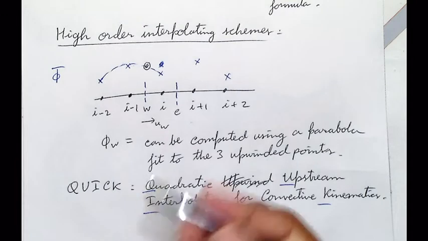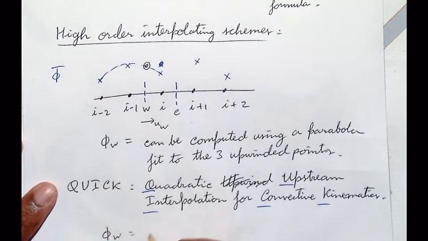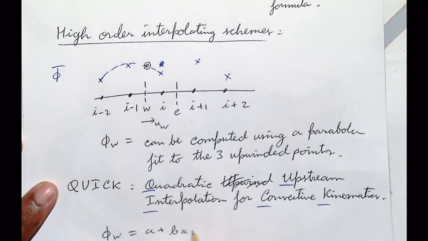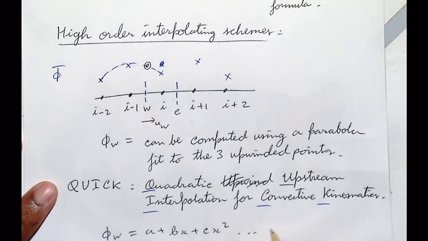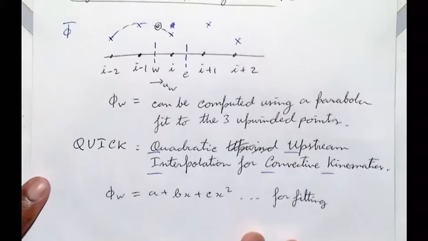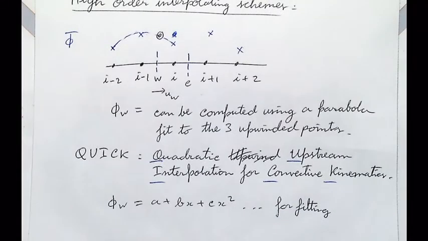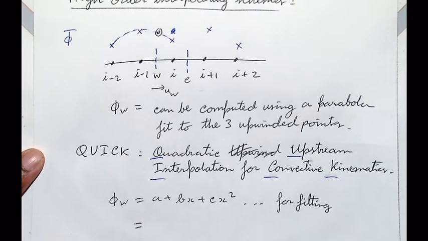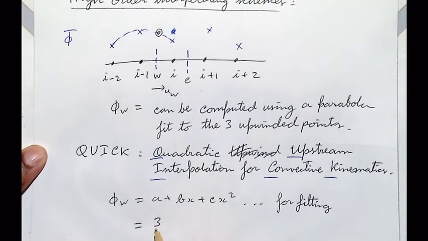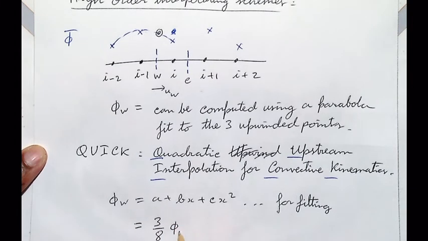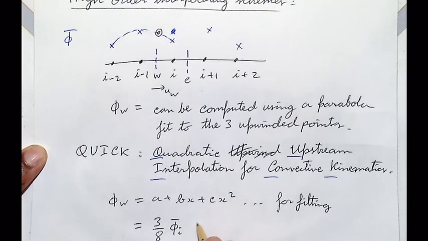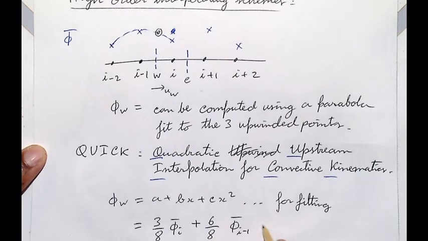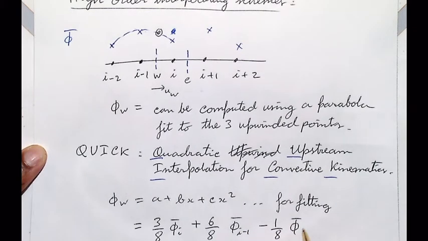So phi w would just be some a plus bx plus cx squared, right? For fitting. Okay, and when you do all the mathematics, the formula actually comes out to be phi west is 3 over 8 phi self plus 6 over 8 phi left minus 1 over 8 phi left.